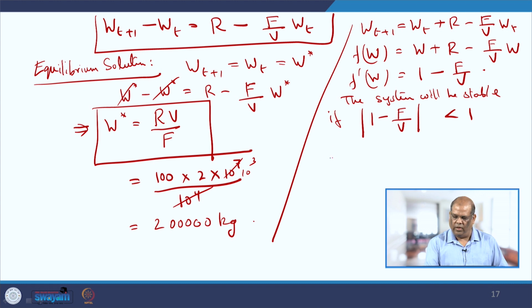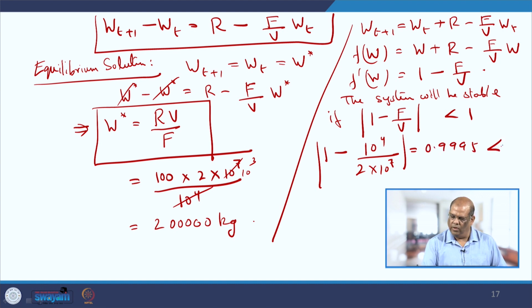So, you have everything as fixed values. 1 minus F by V, where F is 10 to the power 4 and V is 2 into 10 to the power 7, and this value is 0.9995, which is less than 1 and hence the system is stable.